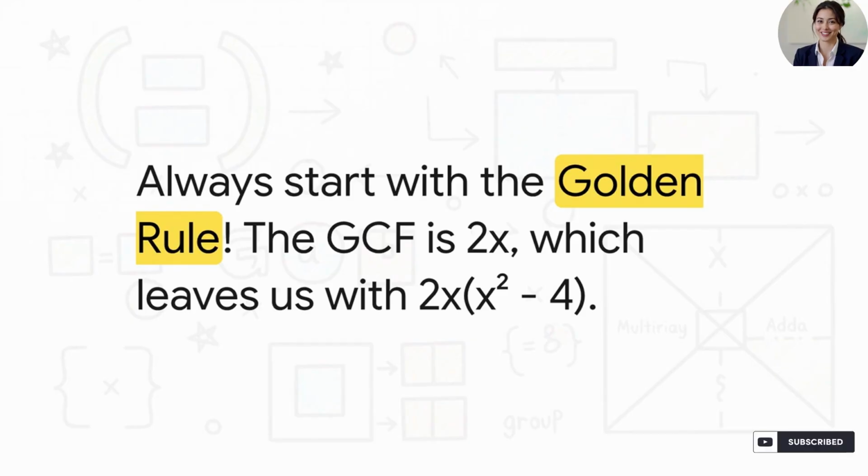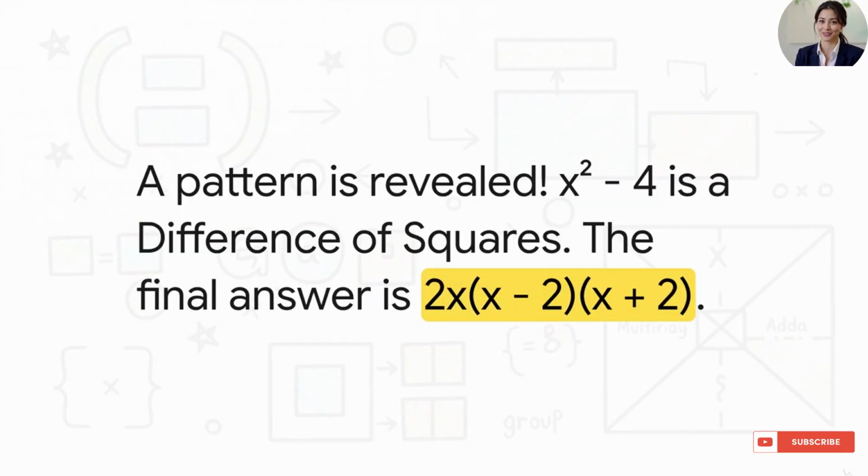Now, does that look familiar to you? It absolutely should. That's a difference of 2 squares, our old friend. And that means we're not done yet. We have to keep factoring. The x squared minus 4 breaks down into x minus 2 and x plus 2. So our complete, fully factored answer is 2x times x minus 2 times x plus 2. See, we just had to peel back the layers one at a time.